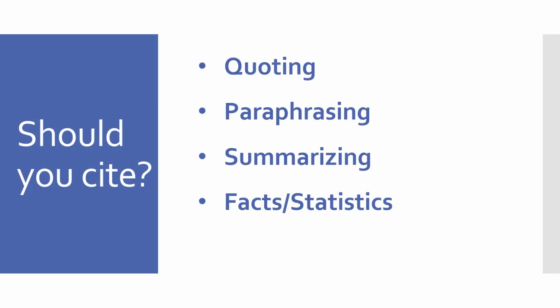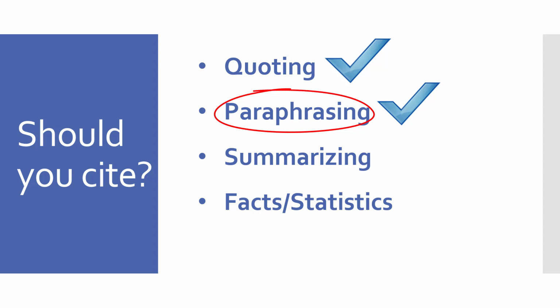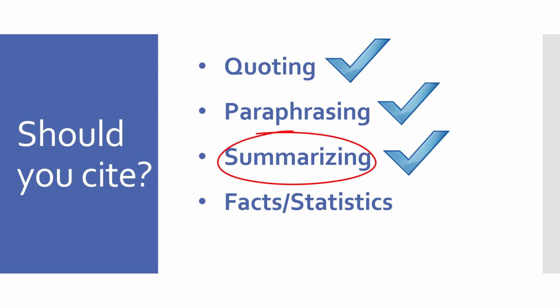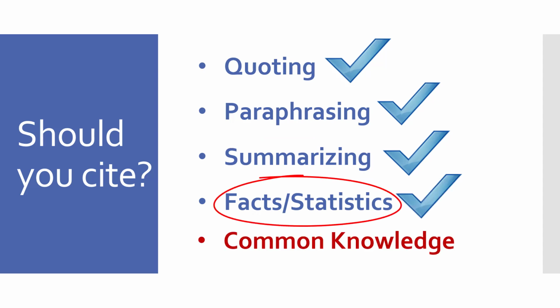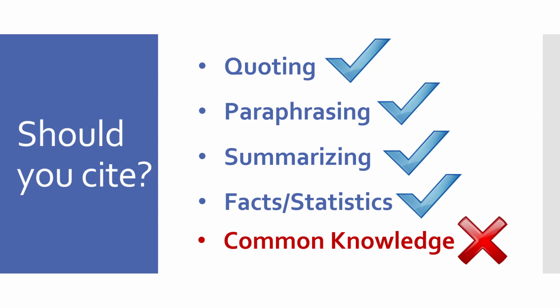So let's recap what we've covered. You need to give an in-text citation when you quote, that's when you use the exact words, you put quotation marks, and you cite it. When you paraphrase, it's when you put it in your own words. When you summarize, and when you use facts or statistics, as long as they're not common knowledge.